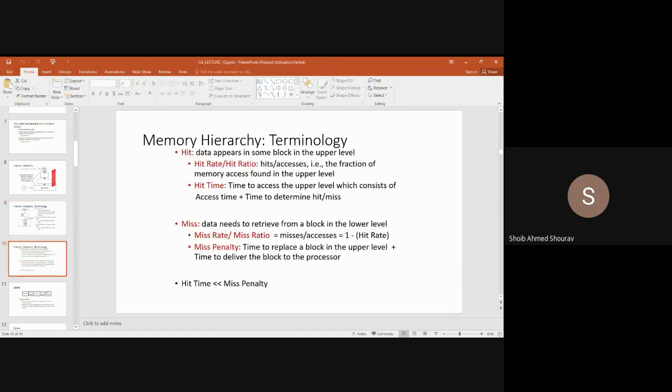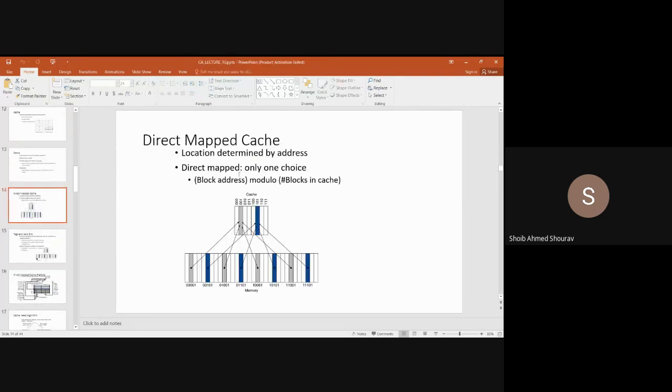And we have seen what hit rate, hit time, miss rate, and miss penalty are. Miss penalty is much bigger than the hit time. Okay. And we have seen direct map caching as well, how we can cover multiple blocks of the RAM within fewer blocks of the cache memory.